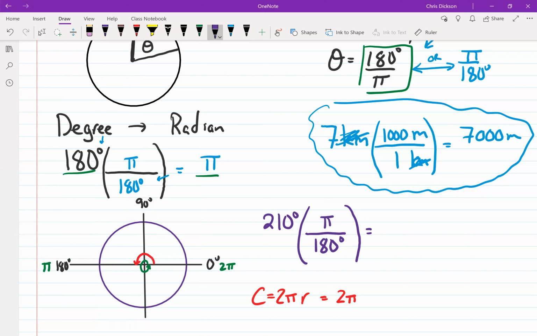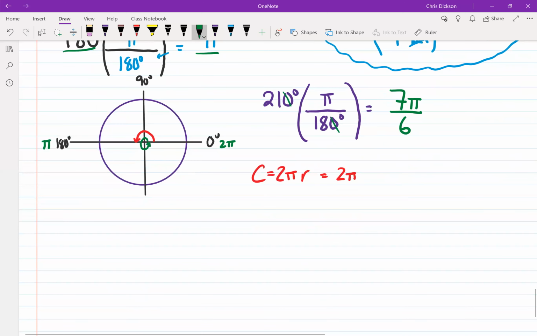So if I reduce this, let's knock out the zeros, 10 divided by 10. I got 21 and 18, and I know 3 would go into both those numbers. So 3 goes into 21 7 times, and then I have a pi. And then I know 3 goes into 18 6 times. So 210 degrees would be the same thing as 7 pi over 6.